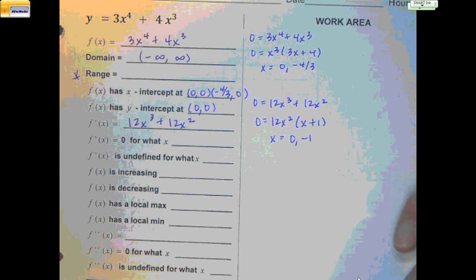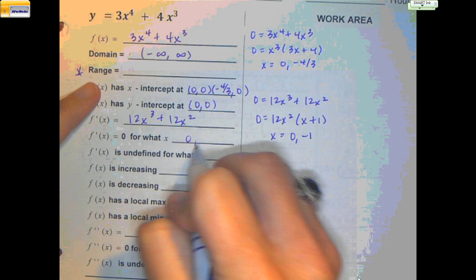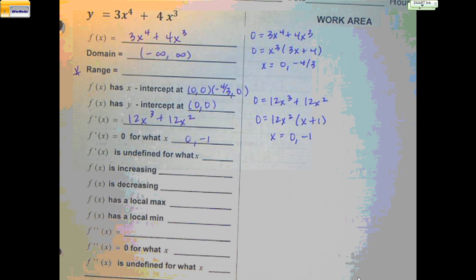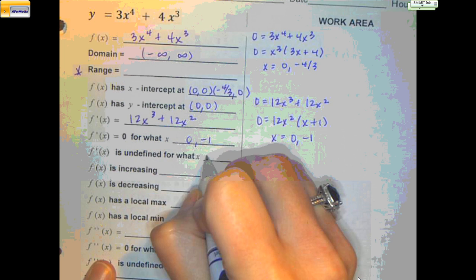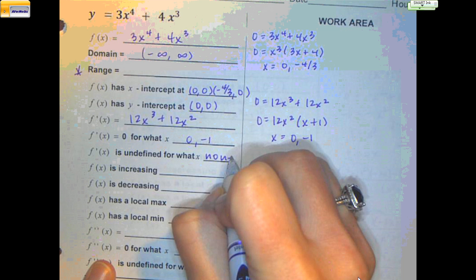Everybody with me so far? It wants to know where the derivative is undefined. Do we have any place it's undefined? Nope. So we say none. It wants to know where it's increasing and decreasing. I'm thinking first derivative test will get us that.